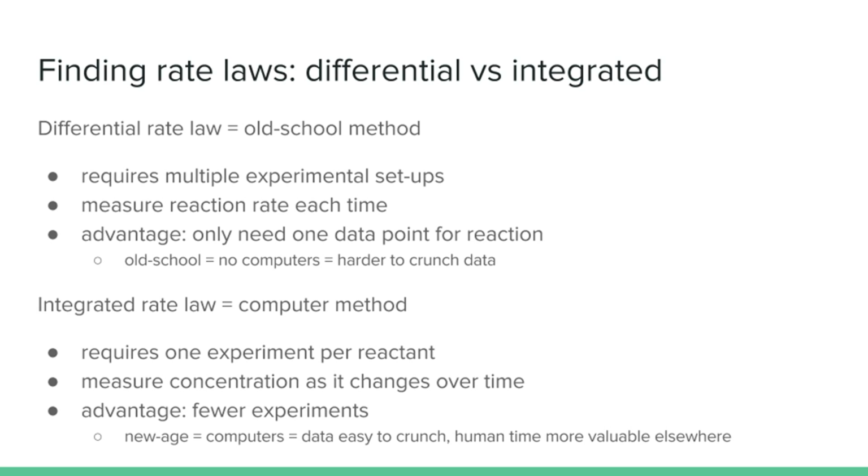So for the differential rate law, you measure the reaction rate for each experimental setup, and then you compare the different reactions, the different setups, in order to determine how reaction rate depends on each reactant. For the integrated rate law, you let the experiment run over time, and instead of measuring reaction rate, you're just measuring concentrations. And then you examine how the concentration changes with time, and that will tell you what sort of reaction order it is. So let's go ahead and take a look at the differential rate law, or how you find rate laws using the differential method.